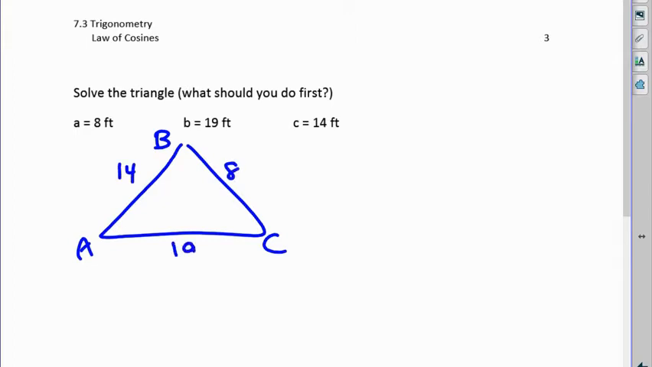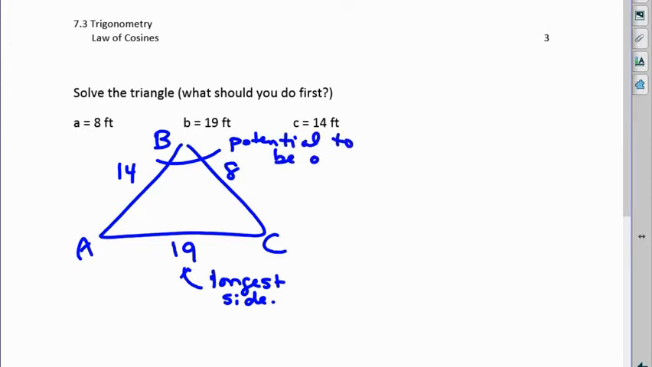And when I label it, seeing that this is the longest side, that is the only angle that has the potential to be obtuse. So if I start with that angle as my first angle, that would be an excellent idea.